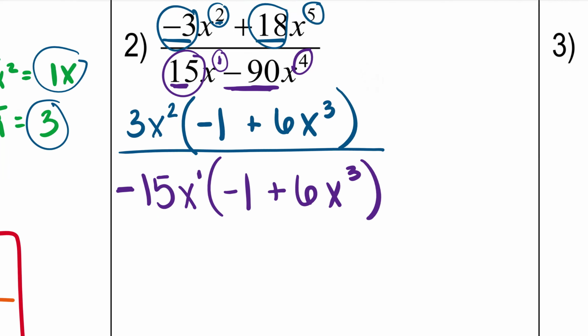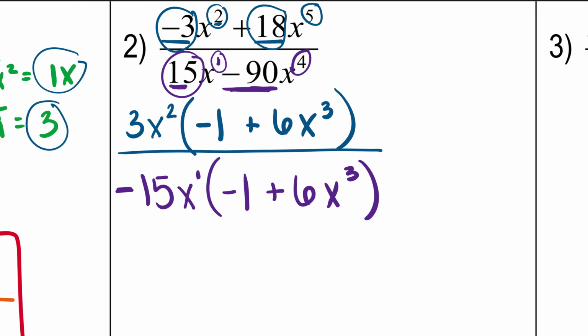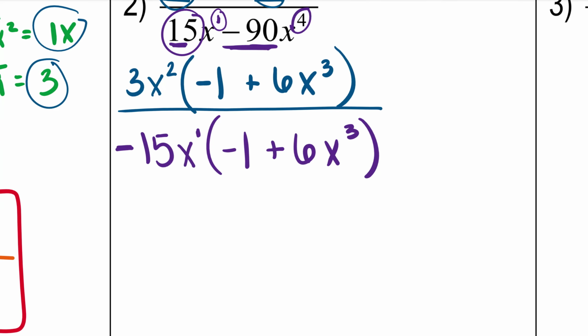Anytime your GCF is negative, because I'm dividing by a negative, your signs will flip. So all your positives become negative, all your negatives become positive, and that's why the signs flip down here.